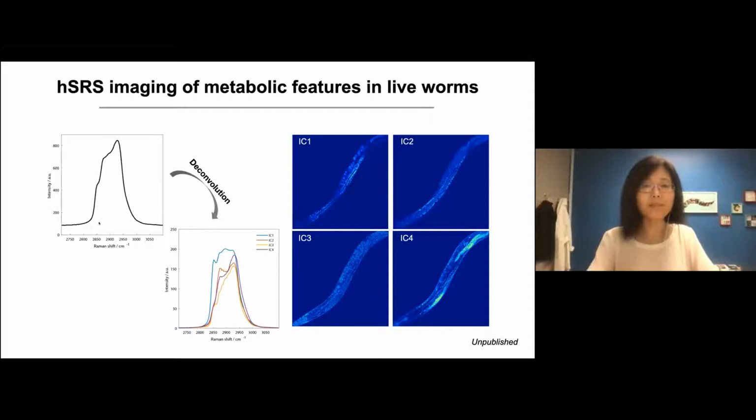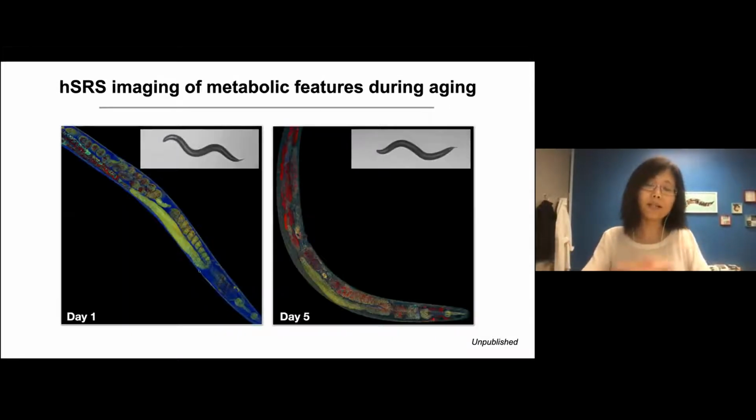So the SRS spectrum, as shown here, is deconvoluted into 4 components. So then for different cells, we find the signal intensity is different for each different component. We can then integrate all that information from the 4 different components together to generate a chemical map for all different cells at a subcellular resolution at the whole organism level. And this chemical map is correlated with the metabolic features of those different cells.